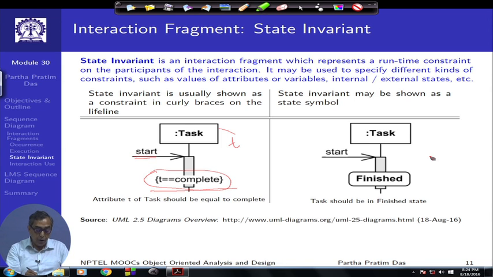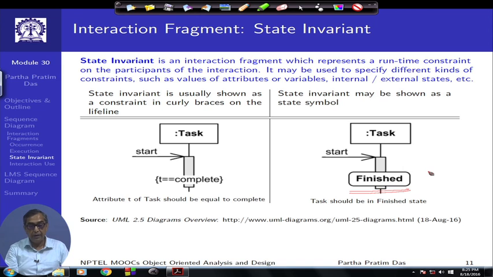So, we are saying that whatever may happen, whatever parameters this start message could have, I need that whenever the execution ends, T is equal to complete. So, the state that it reaches must be invariant. It could be written in terms of this kind of condition statement, or it could be written in terms of actual state values.